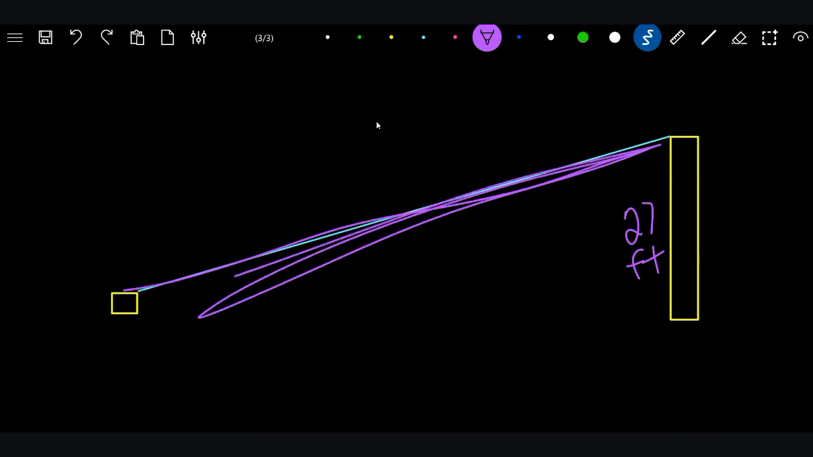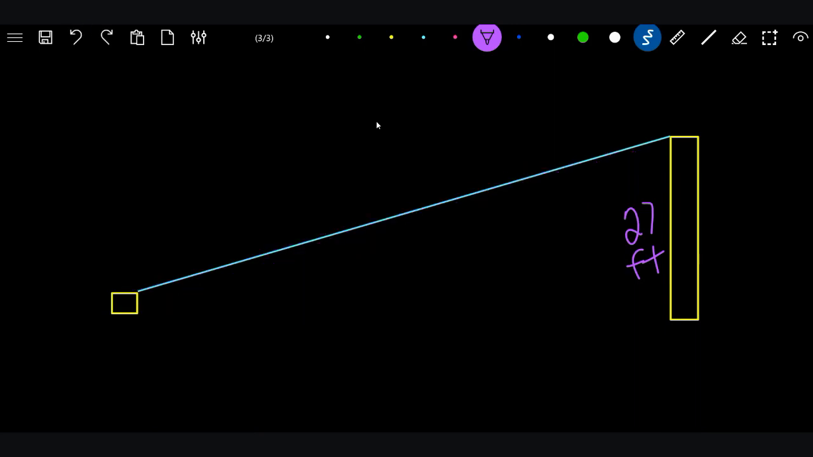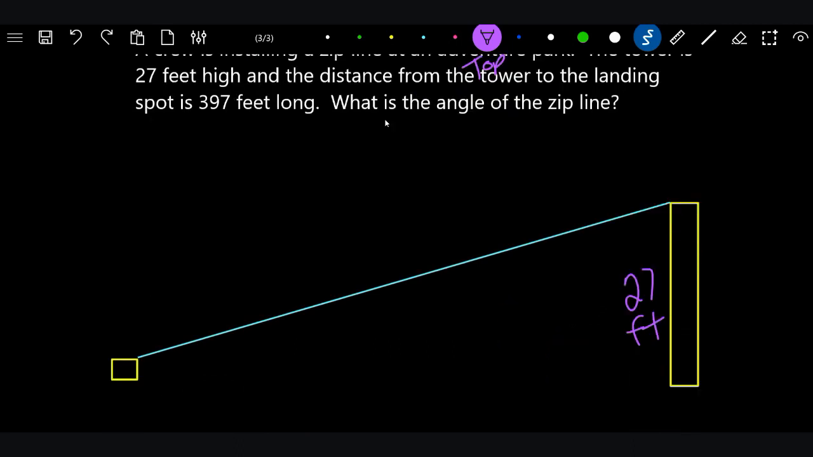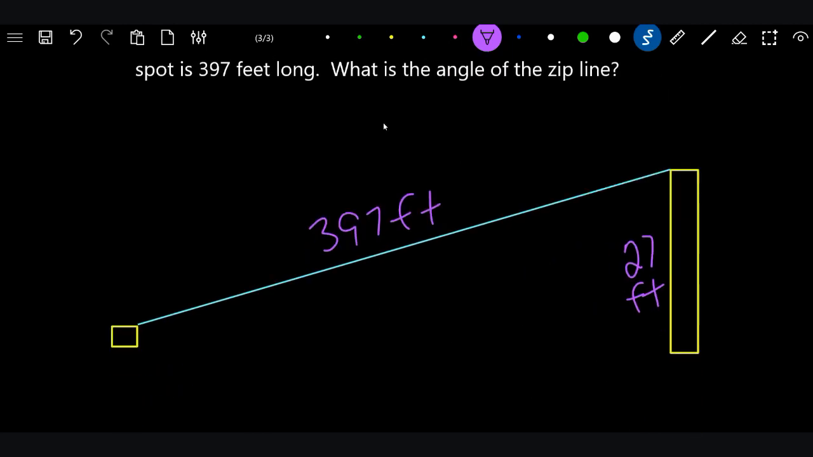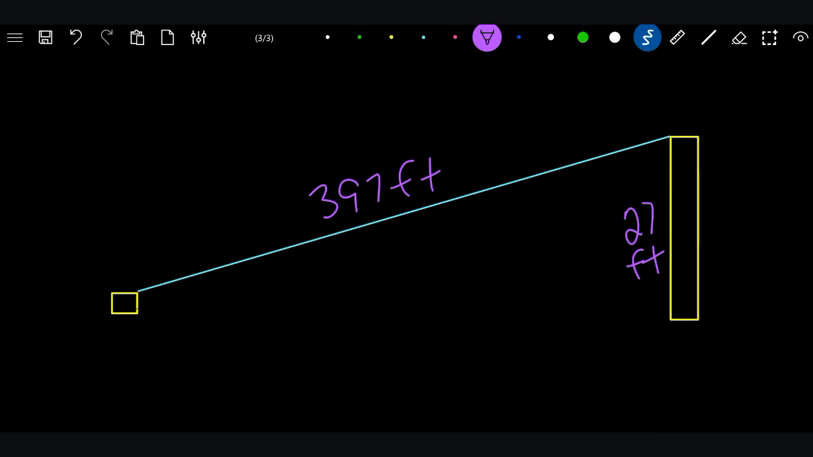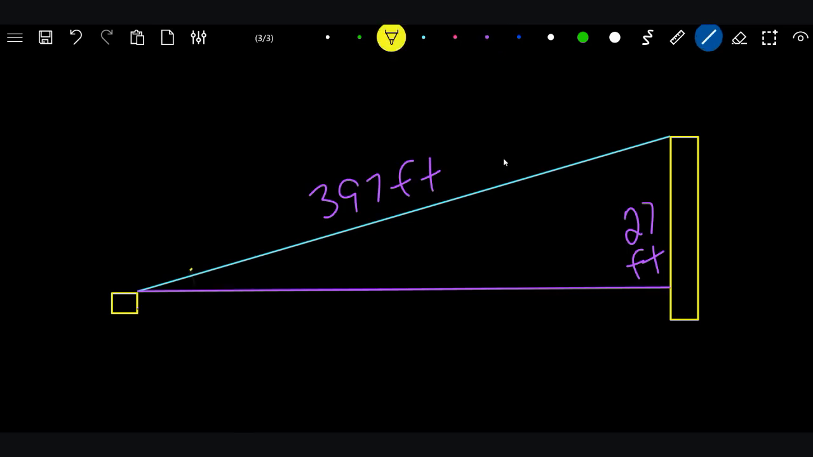This, in other words, this wire right here, the zip itself, is 397 feet. All right. What is the angle of the zip line? So let's finish our right triangle here. It wants to know this angle. What is the degree of this angle? What is the incline of the zip line? And this is going to be our theta right here.